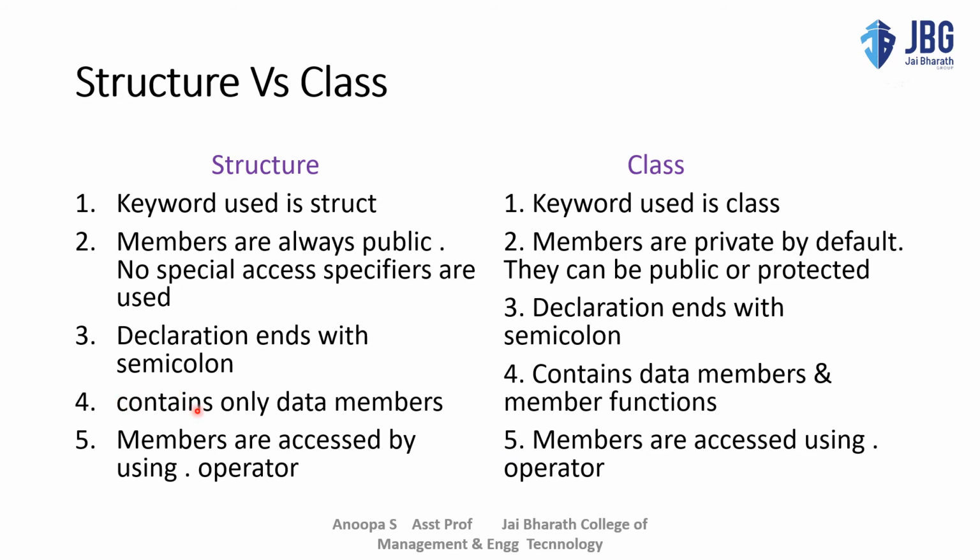A structure contains only data members. We cannot define a function within a structure, but in the case of a class it is possible, so a class contains data members and member functions. Members of a structure are accessed by the dot operator. Here also, class members are accessed using the dot operator. So this is the comparison of a structure and a class.